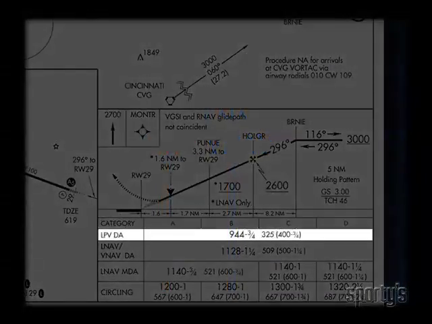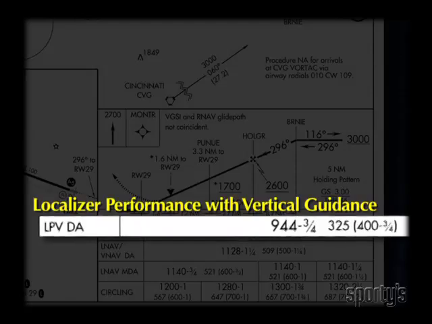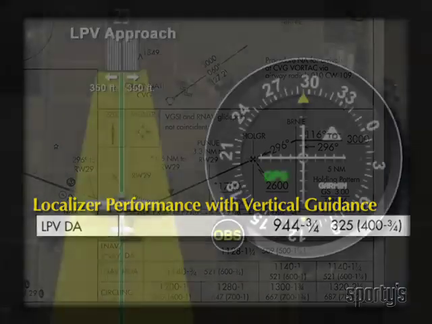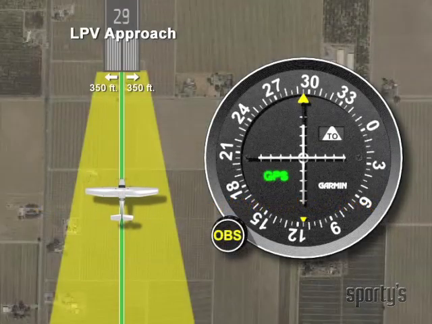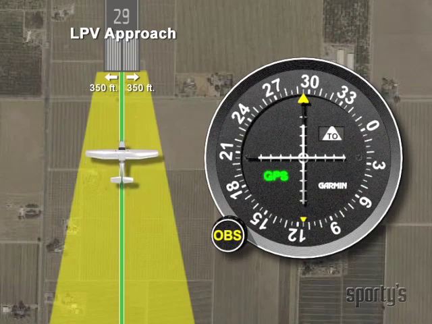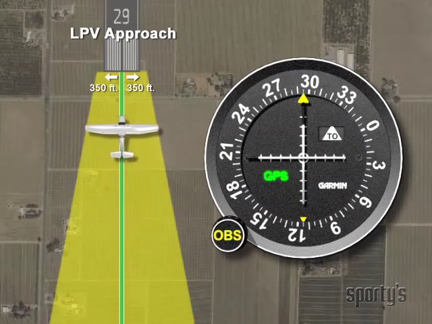The other type of APV approach is called LPV, meaning Localizer Performance with Vertical Guidance. These were designed with WAAS in mind and typically provide the lowest minima for an RNAV approach. The lateral course sensitivity of LPV approaches is angular in nature, just like a localizer. This means that the course width near the runway is much narrower than at the final approach fix.